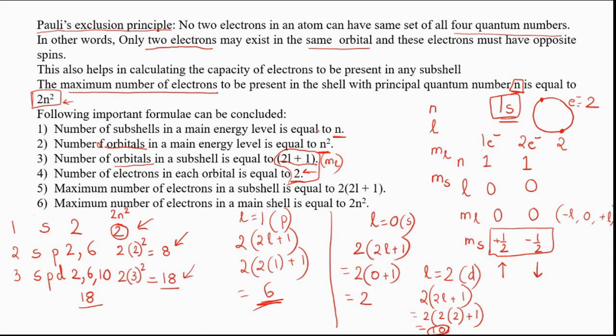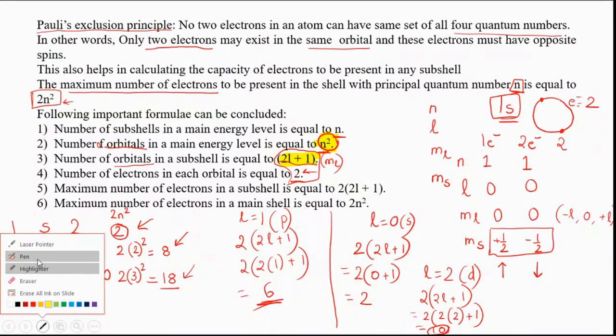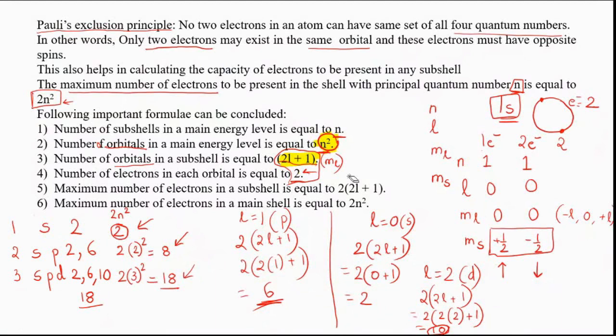Now there are two ways of calculating the number of orbitals. We can use n squared or we can use 2L plus 1. So either from the principal quantum number or from the azimuthal quantum number, we can calculate the number of orbitals. Now, for each orbital, we know that the number of electrons is equal to 2. So if we know the number of orbitals using any of the formulas, we can multiply by 2 and then we can get the maximum number of electrons.